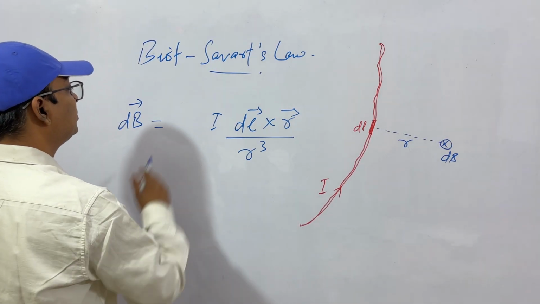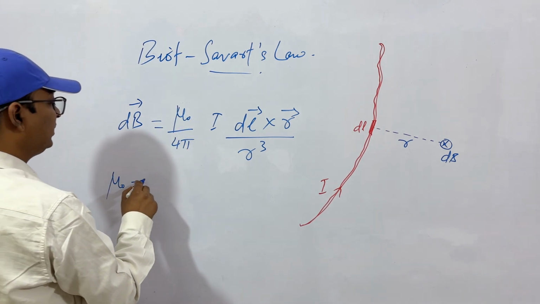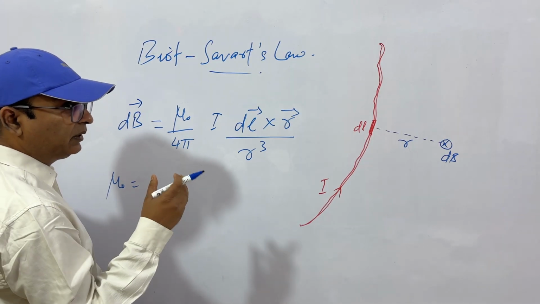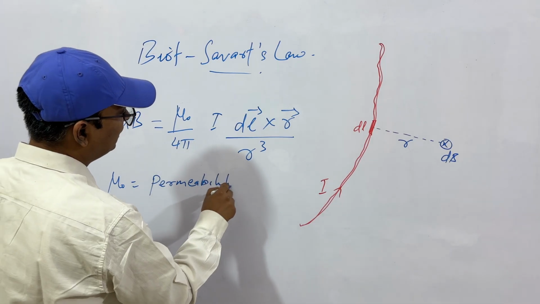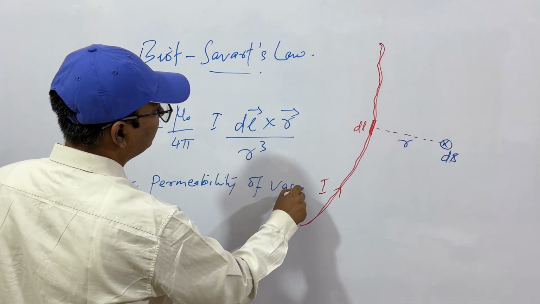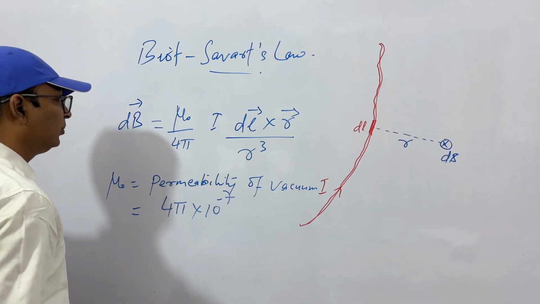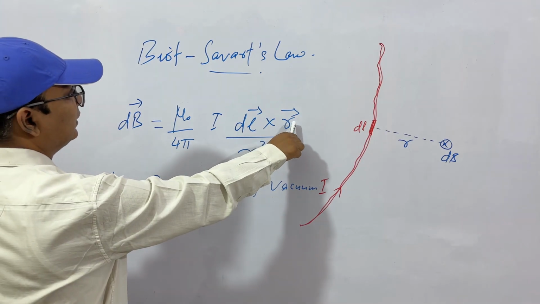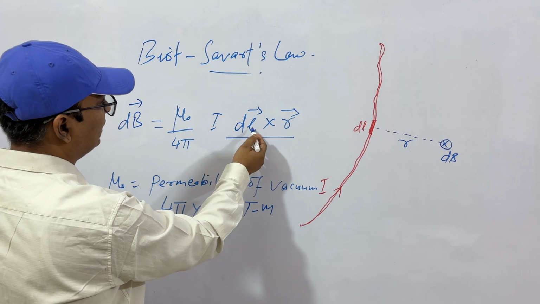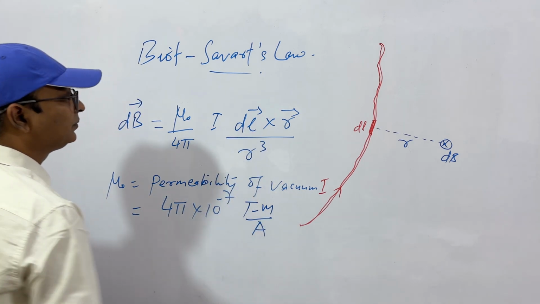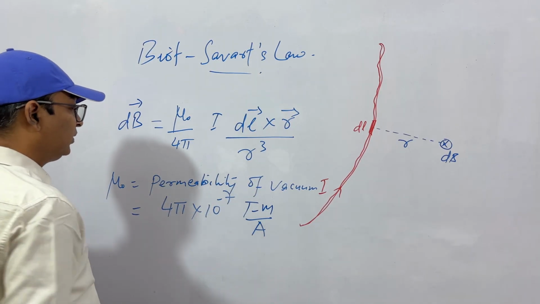This constant has been found to be equal to mu 0 by 4 pi, where mu 0 is the permeability of the medium, and what is the medium? Vacuum. So it is called the permeability of vacuum, and its value is equal to 4 pi into 10 to the power minus 7. What will be the unit? This is in Tesla. See, r square, so meter square, dl is meter, so Tesla meter, and when the current goes down, this will be ampere. So this is Tesla meter per ampere. This is the unit of permeability.